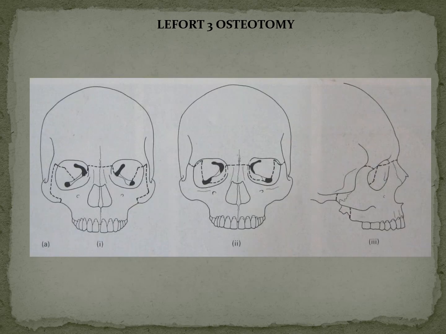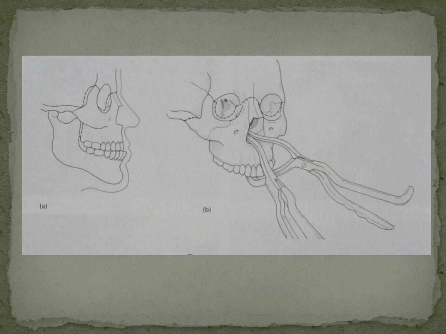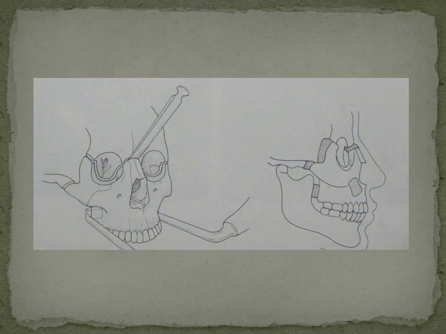Before the osteotomy also, this is the instrument we are using for pulling the maxilla, that is called the Rowe disimpaction forceps. These instruments are called osteotomes. You already know the difference between osteotome and chisel. Chisel is monobevel, osteotome is bibevel.